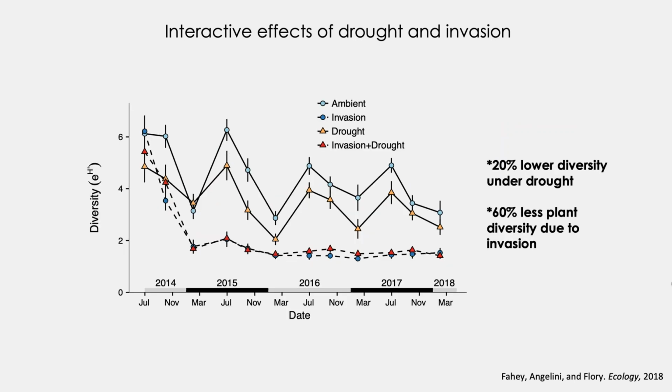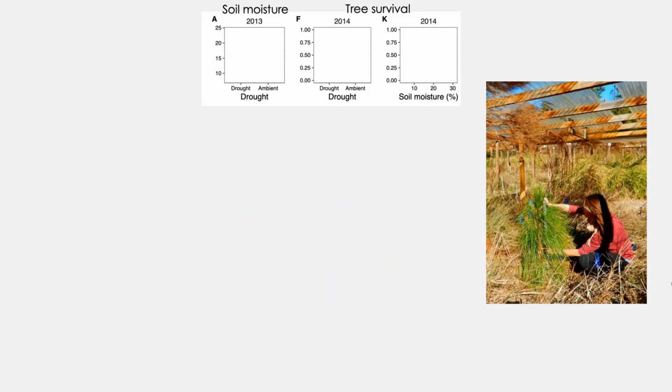In terms of impacts of invasion, we see about 20% less diversity of native resident species under the drought treatment, but we see 60% less diversity under the invasion treatment. So small effect of drought, really big effect of the invader. Now, one of the primary things we were interested in here was the foundation tree species longleaf pine.